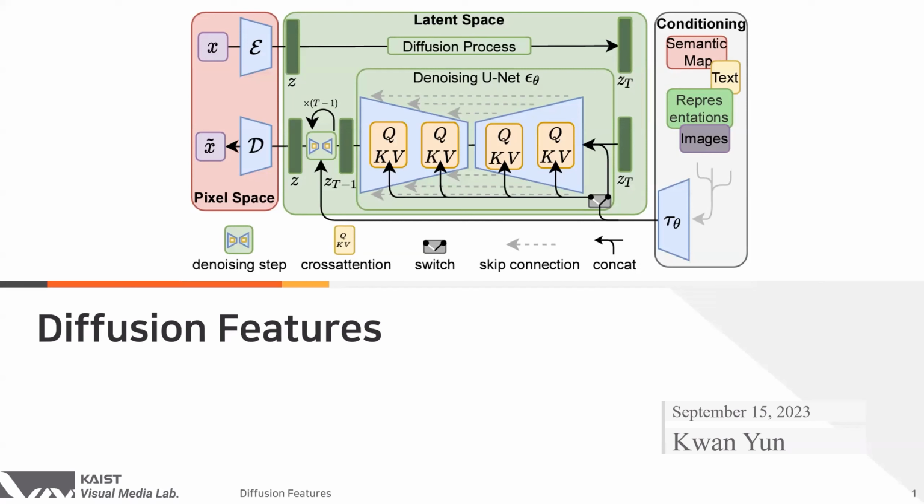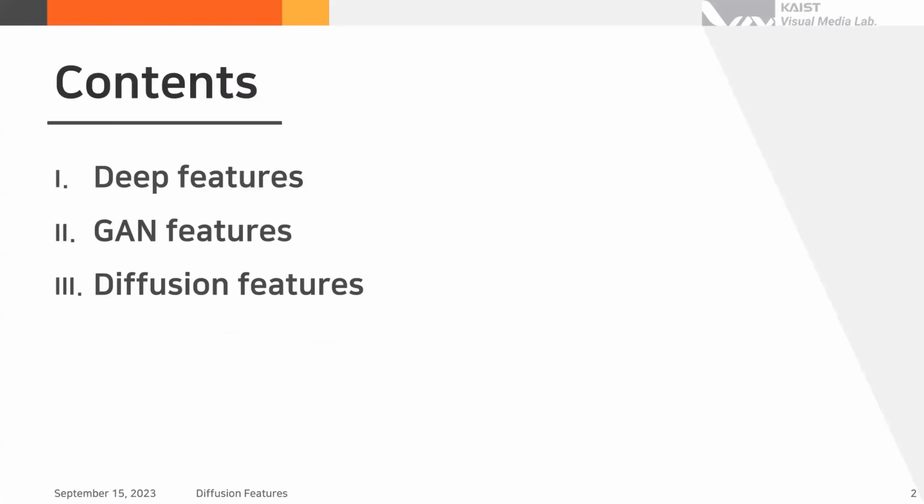So today I'm going to talk, I'm Kwan Yun, and I'm going to talk about the features of neural network, mostly the stable diffusion UNet features. So this is the table of contents: the features, GAN features, and the diffusion features.